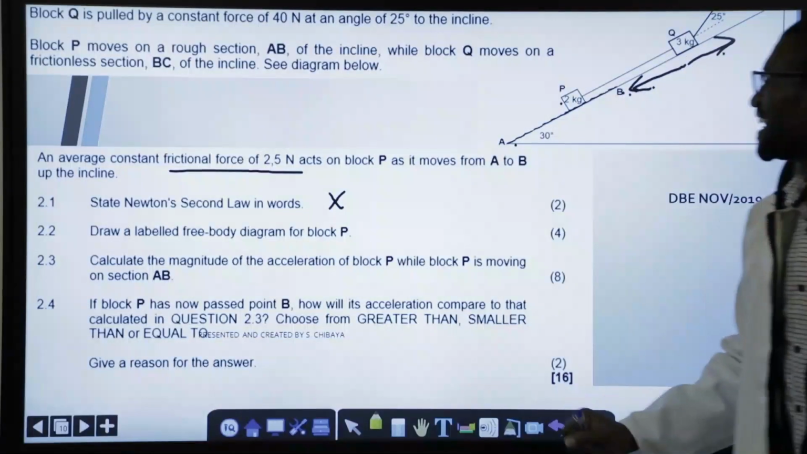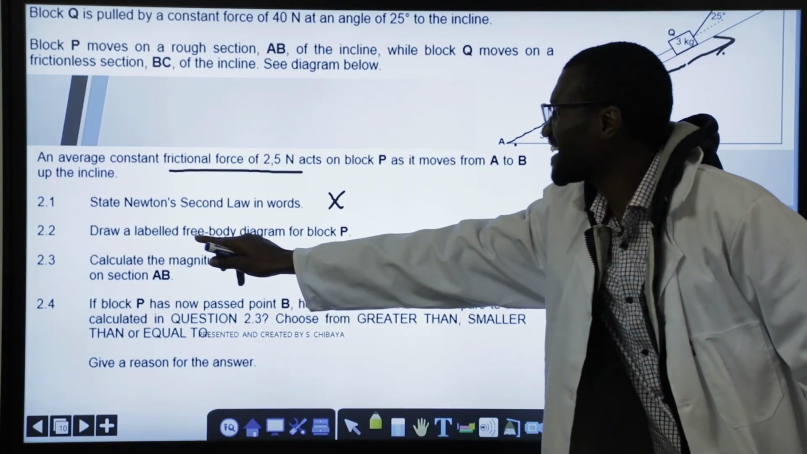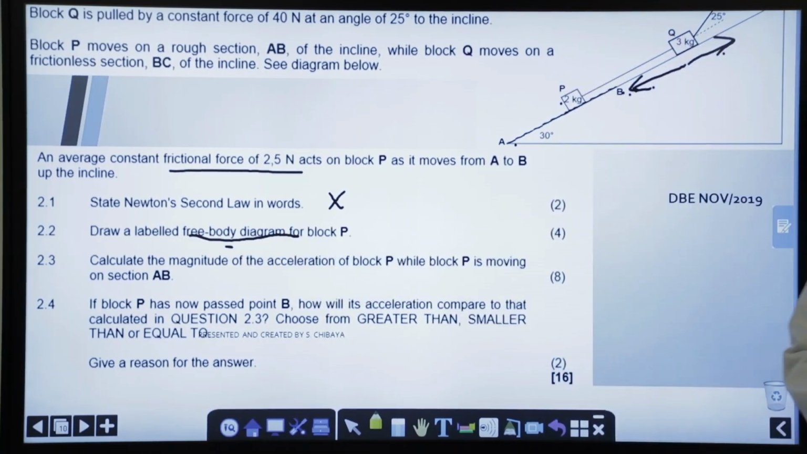Okay, now draw a labeled free body diagram for block P. So, what is happening to block P? So 2.1, I am sure we must get those marks. If not, go back to the video on Newton's second law and remind yourself what it is all about. 2.2, a free body diagram.